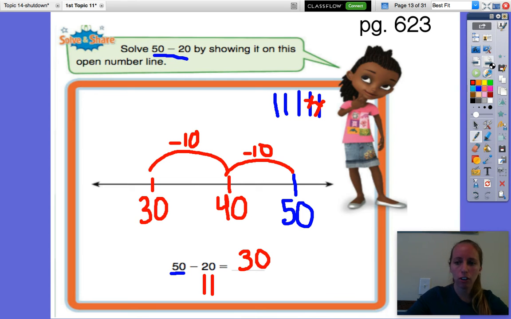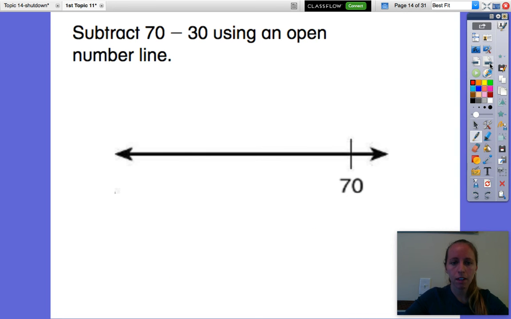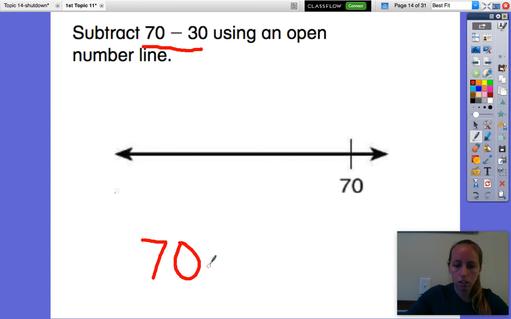All right, let's try another one together. This problem says subtract 70 minus 30 using an open number line. So I'm going to write down here 70 minus 30, so I don't forget what I'm solving. Equals, we don't know yet. So it already has 70 on your open number line, right? So we're going to start with 70 all the way at the end, and we need to take away 30. We're subtracting 30, so we're jumping backwards on our number line.